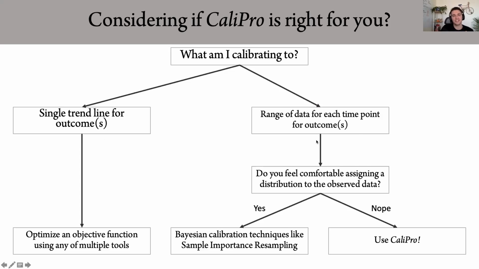But if you're calibrating to a range of data for each time point for your multiple outcomes, and you do feel comfortable assigning a distribution to the observed data, then you should use Bayesian calibration techniques. There's a lot out there right now. That literature has been really fleshed out within the last 20 years. There's a lot of cool techniques there as well. But if you don't feel comfortable doing that and you want a continuous parameter space, then you should really use CaliPro here.